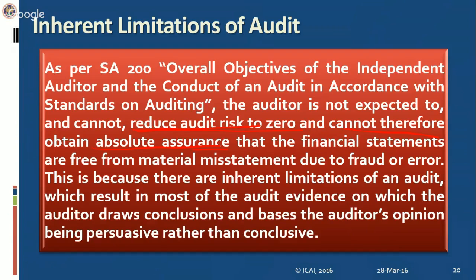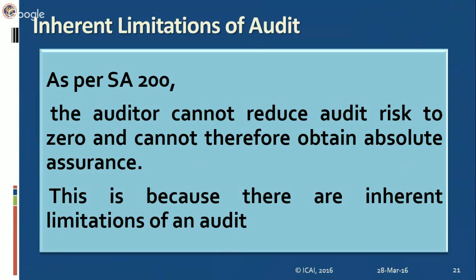If I cannot reduce the audit risk to zero level and I cannot obtain absolute assurance, I can only obtain reasonable assurance, then definitely yes, there would be limitations, inherent limitations of audit. Then the financial statements are free from material misstatements. This is because there are inherent limitations of audit. This is the reason behind. As per SA 200, this is how you can prepare the brief notes.